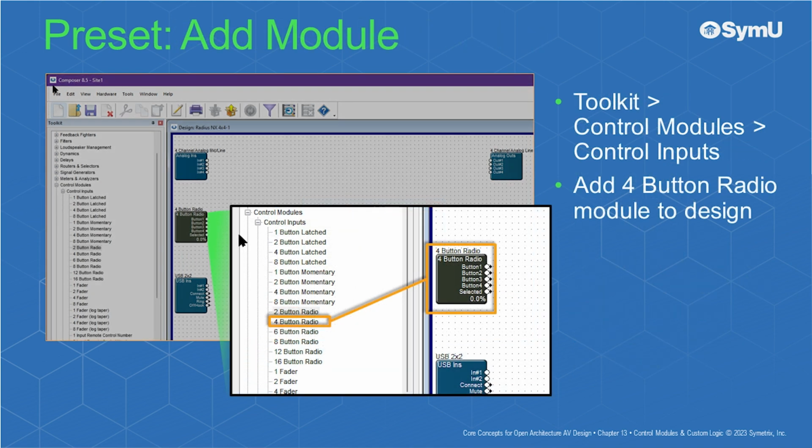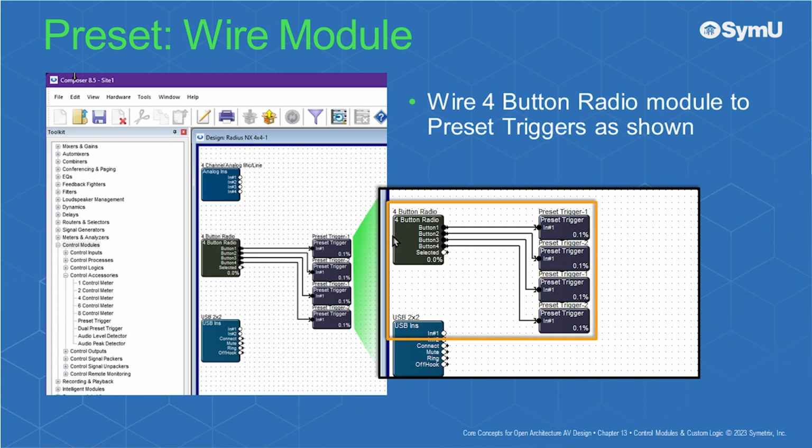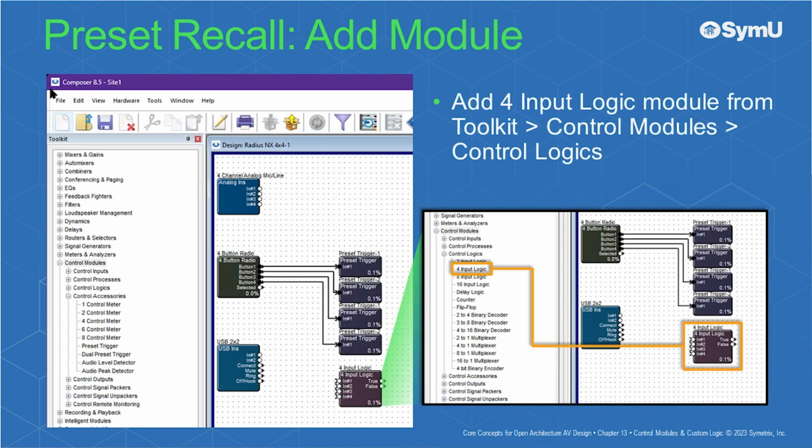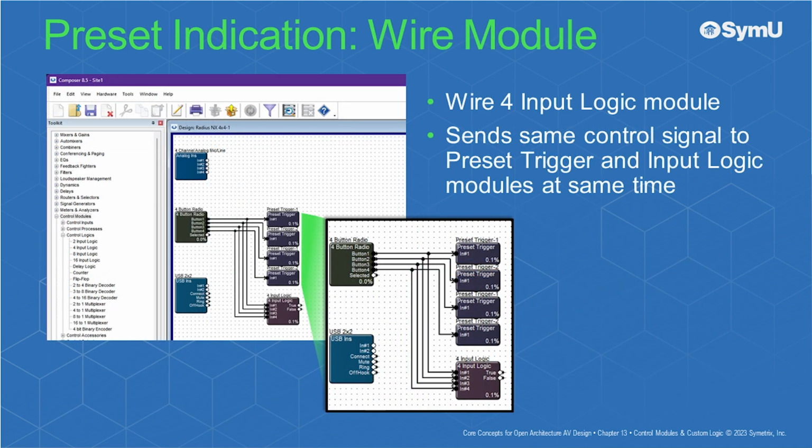In the toolkit under Control Modules, Control Inputs, add a 4-button radio module to the design. Under Control Modules, Control Accessories, add 2 dual preset trigger modules. Wire the 4-button radio module to the preset triggers as shown. Add a 4-input logic module from the toolkit, Control Modules, Control Logics.